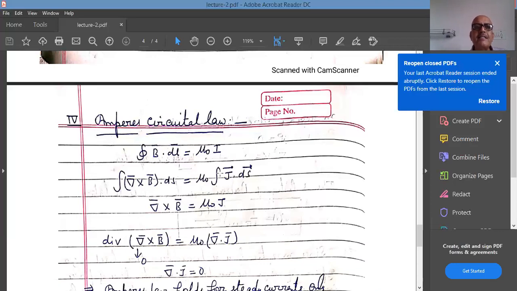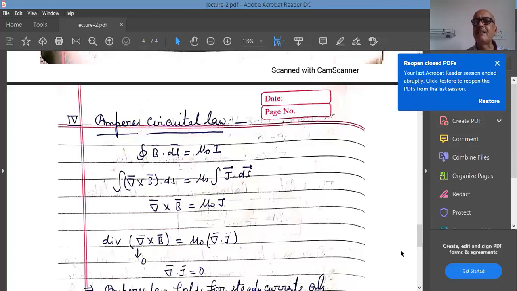The right hand side is also a surface integral, so we can put them together, take them onto the other side, and get curl of B is equal to mu0 J. We will call this the differential form of Ampere's circuital law. Curl of B equal to mu0 J is the differential form, while the integral of B dot dl equal to mu0 I is the integral form of Ampere's theorem.